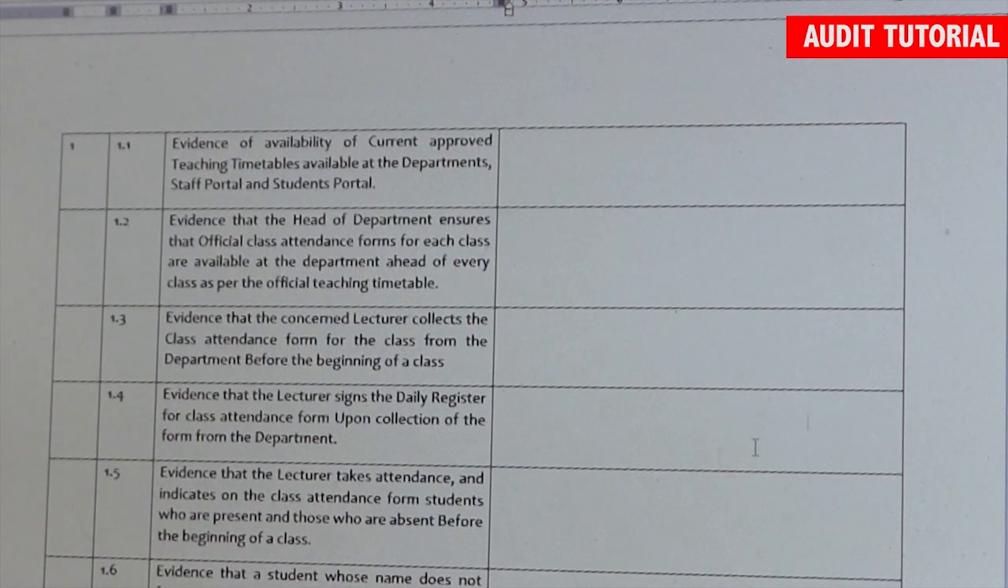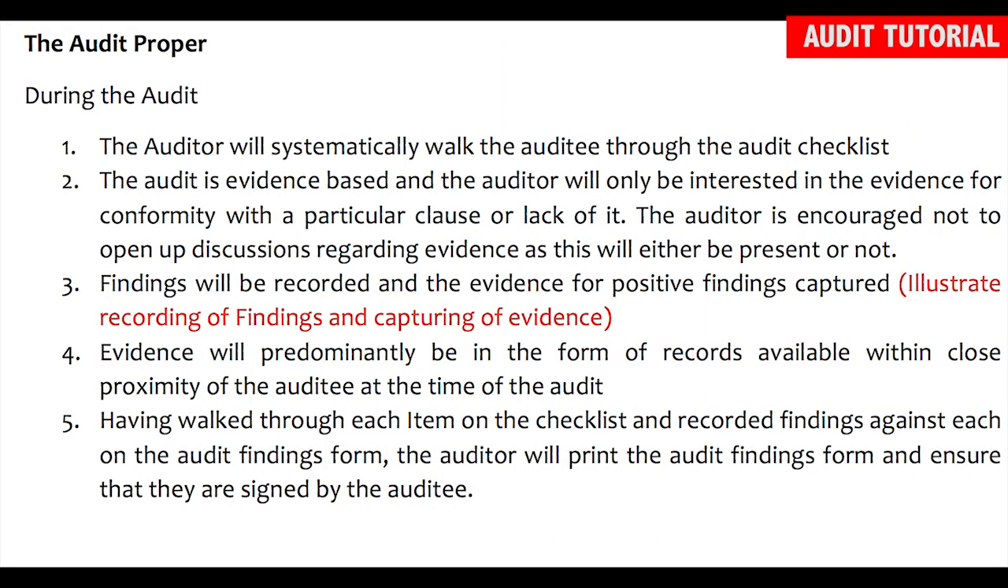If you go to 1.3 there, if you're looking for evidence that the concerned lecturer collected the class attendance forms for the class from the department before the beginning of the class, maybe there was no evidence of that, which would be a major nonconformity in this case if there is no evidence that faculty collected the class attendance forms from the head of department. But if the evidence is there, we expect that perhaps there is a register against which these folks sign as they collect the forms. So that will be recorded during the audit. So, of course, evidence will be predominantly in the form of records available within close proximity of the auditee at the time of the audit.